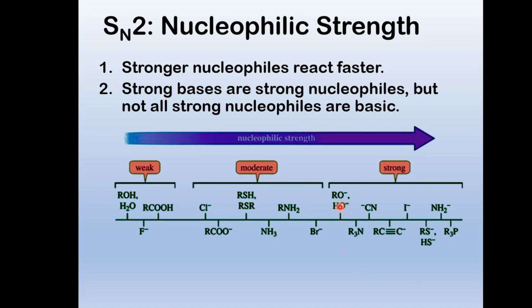So hydroxide, a strong base, and alkoxide, a strong base, are strong nucleophiles. What about the iodide ion? That's the conjugate base of HI, a very strong acid. So I minus has hardly any base property at all. These are kind of weak.